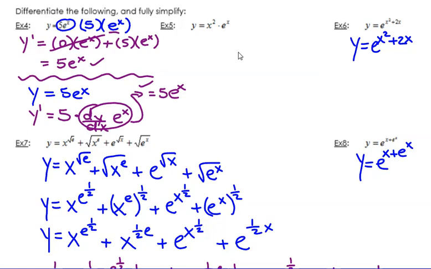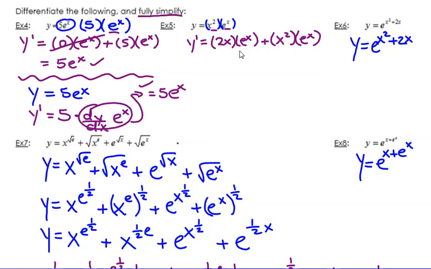Okay, now let's try example number 5. And again, I can treat this just like a product rule. Okay, so y prime is equal to the derivative of the first term, keeping the second one the same, plus the derivative of the second term. Actually, you know what? Why don't we just do this one first, keep that the same, and then the derivative of this one, which is itself.